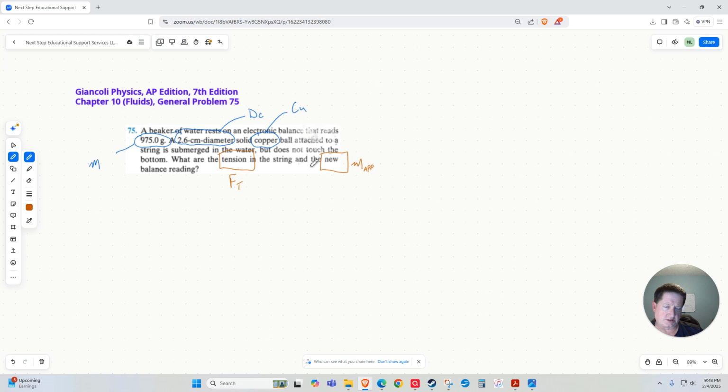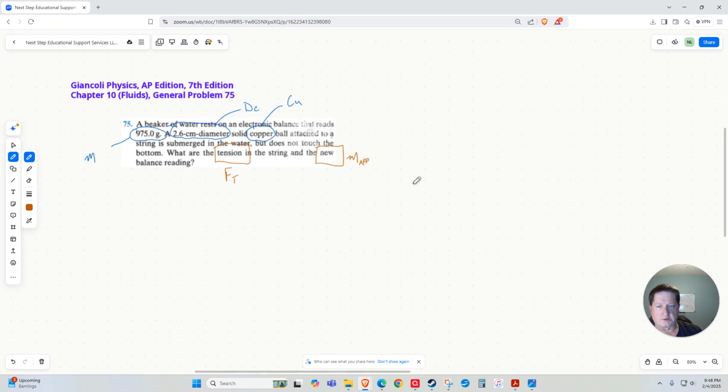We have to be careful here because they're asking about the reading on the beaker. So I'm going to compare this mass apparent to the mass of the beaker here. We often use this mass apparent as the mass apparent of the thing being submerged. We have to be careful with that. May need to come up with another subscript later. Let's go and start with this.